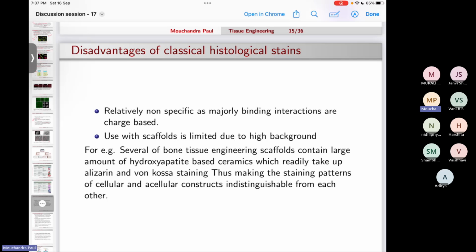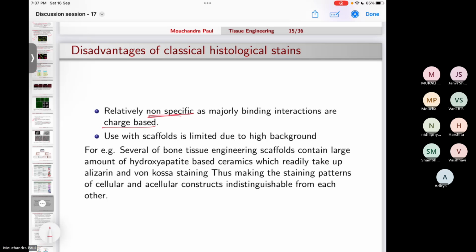But it has some disadvantages. So one disadvantage is that the binding interaction between the dye and the cellular or the ECM component is non-specific. So mainly charge-based binding takes place. So it might be possible that your dye can bind with some other structure and give you false positive results.